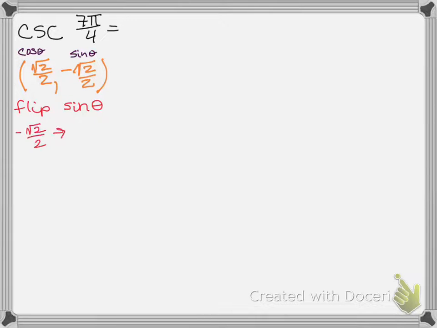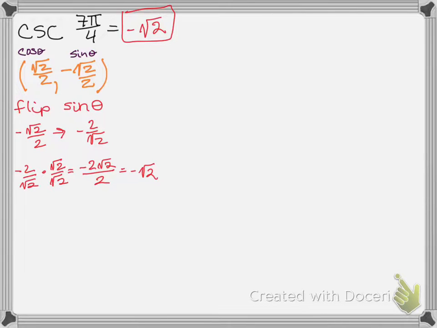So I take negative square root of 2 over 2 and I flip it. So that becomes negative 2 over the square root of 2. But I don't want to leave the root 2 in the bottom, so I multiply by root 2 over root 2. So that gives me negative 2 root 2 in the top and positive 2 in the bottom. My 2's are going to reduce, so I'm just left with negative square root of 2. And that's my answer.